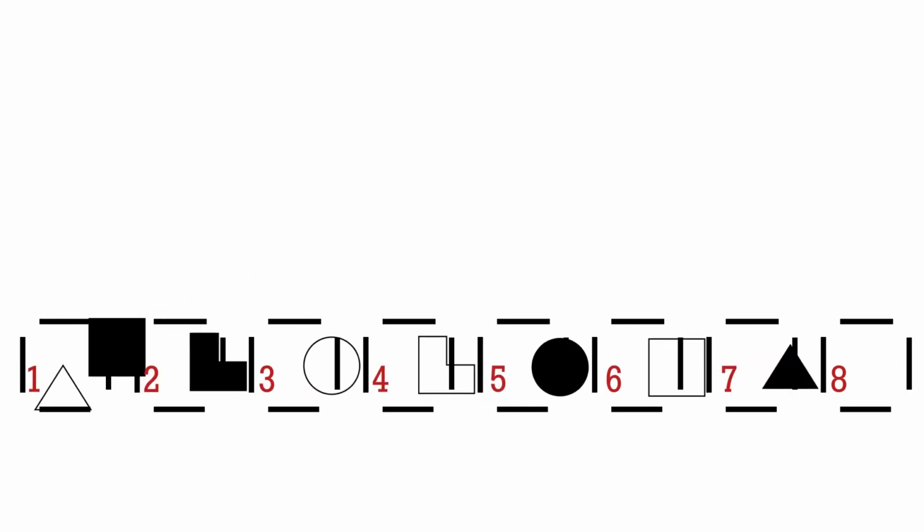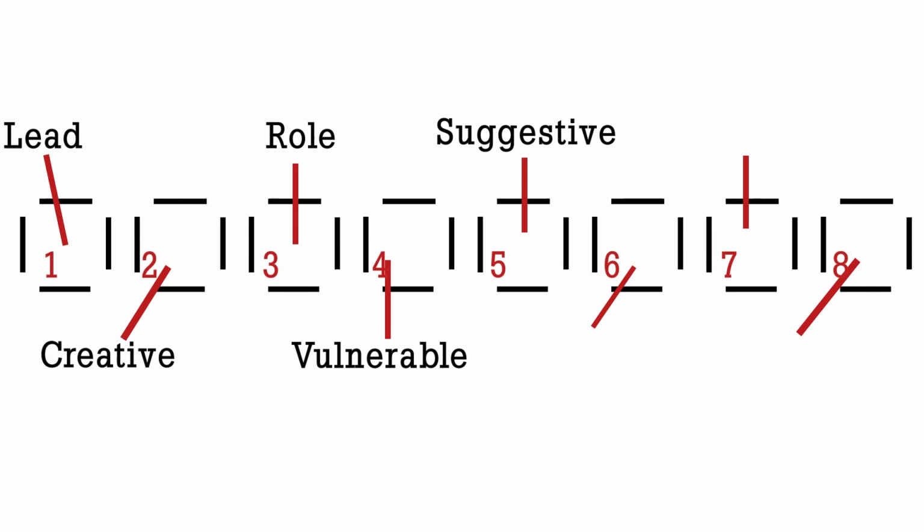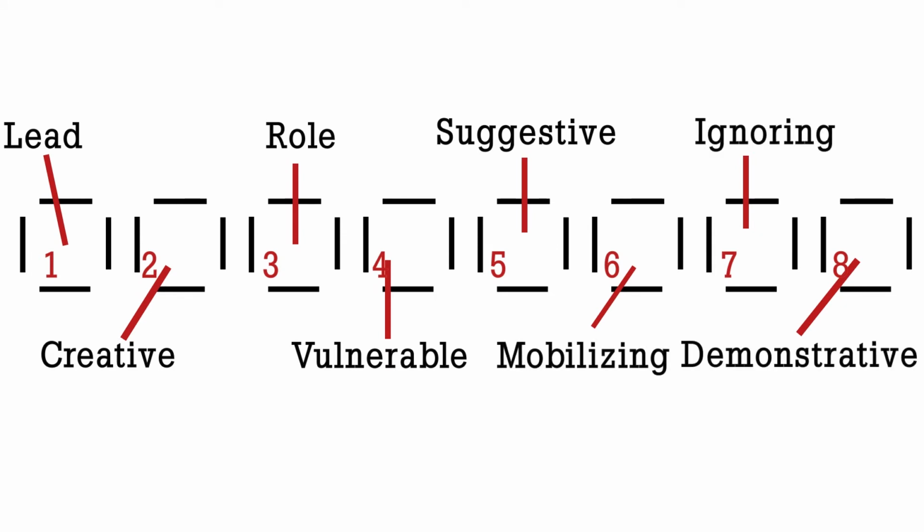Consequently, there are 8 functions in socionics: lead, creative, role, vulnerable, suggestive, mobilizing, ignoring, and demonstrative. Each function defines the way the aspect will manifest itself in a given type. We're going to define the 8 functions in our next videos.